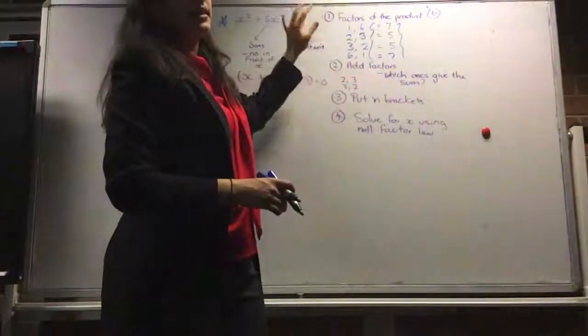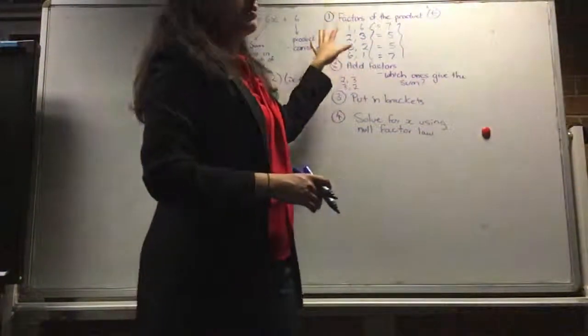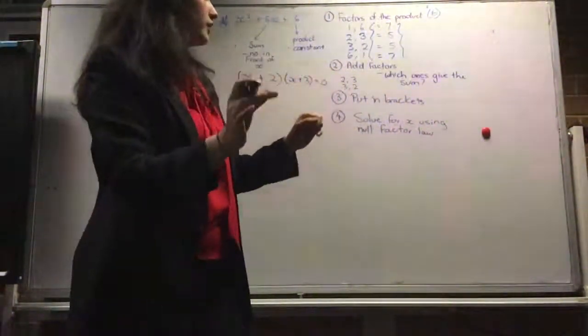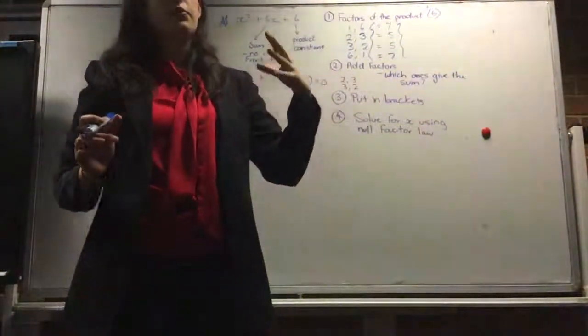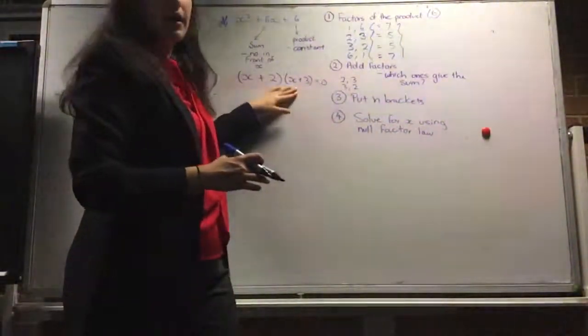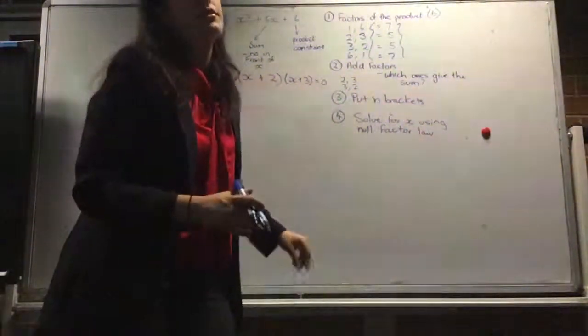Okay, recap again. Sum, number in front of the x. Product is the number without the variable. We write the factors of the product, the numbers which multiply together to give you the constant. We then add the factors and pick the ones which give you the sum. Then we put that in brackets. And then our final step is to solve.